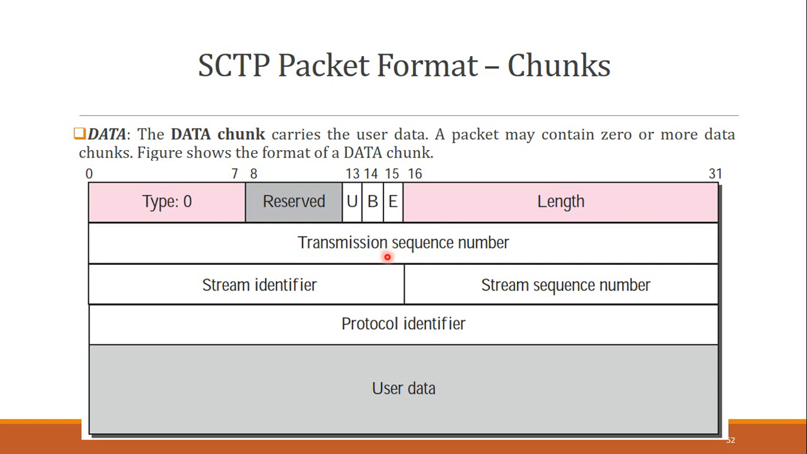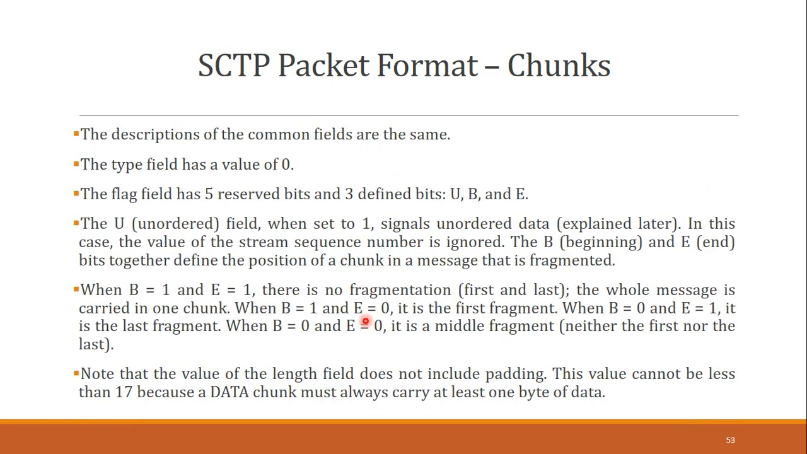Then a transmission sequence number, or TSN, is identified. Then a stream identifier and a stream sequence number are defined. Then we have a protocol identifier, and finally, last but not least, we have the user data. So different types of chunks have different types of data, and different types of flags and registers are used. So let's see each of them one by one.